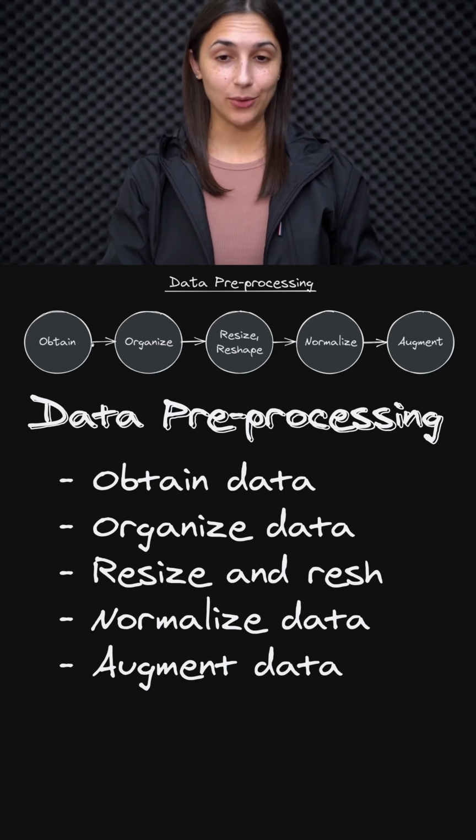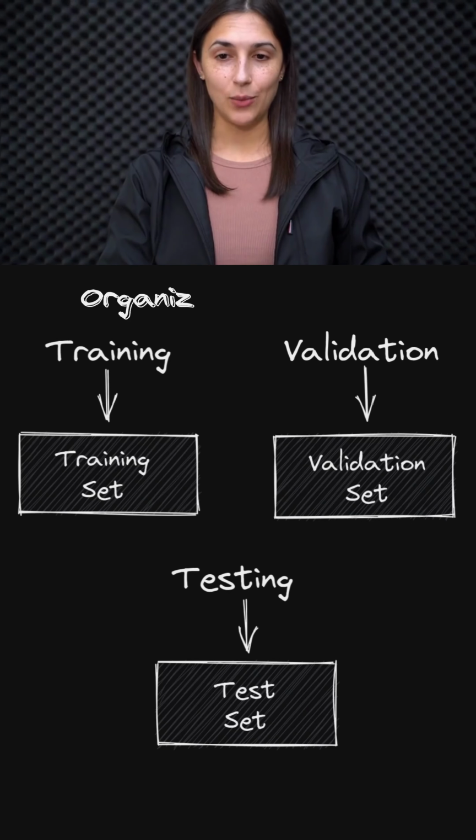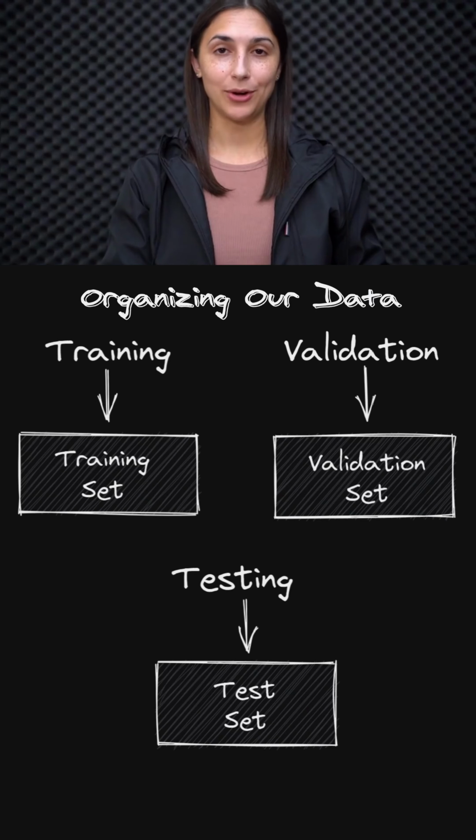After we've actually acquired or obtained this data set, the next step is to organize it. Now, as we learned from a previous lesson, we have 3 separate data sets that we make use of during training and testing the network. Oftentimes for image data, we're going to need to organize these data sets on disk.